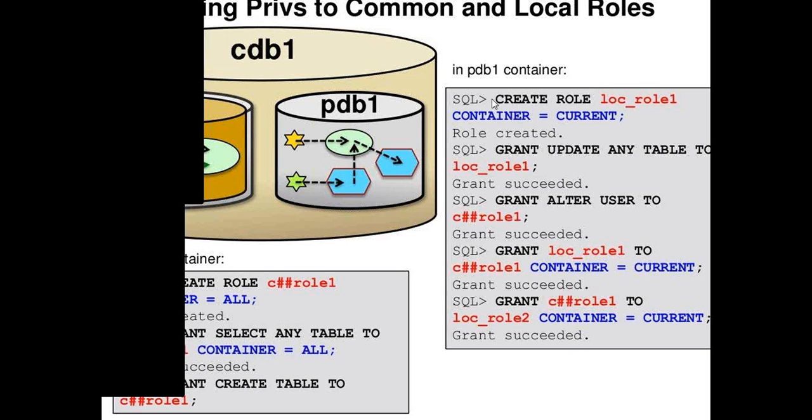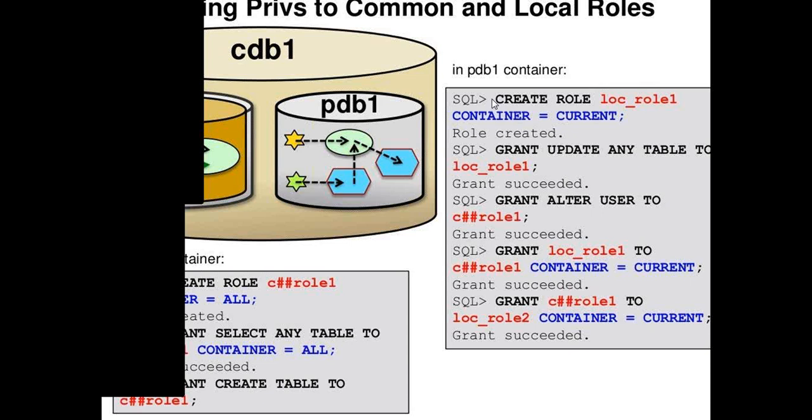You can see here in the other diagram, in the PDB1 container, the other way. It is create role name, which is local_role1, and container is equal to current. This command you will be able to fire when you connect to the pluggable database. It is not mandatory to write container is equal to current, because this local_role1 will be created inside the pluggable database only. Other users will not be able to access local_role1, which is part of pluggable database 1.